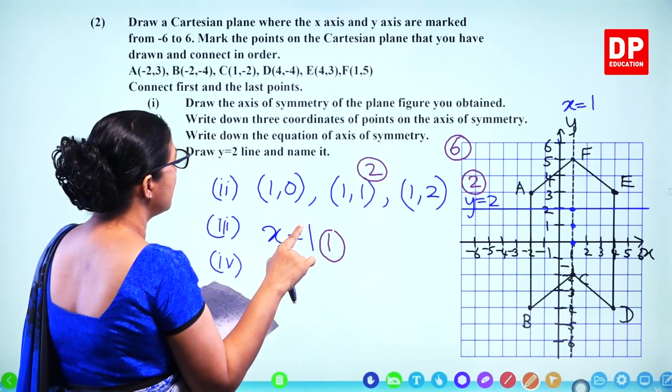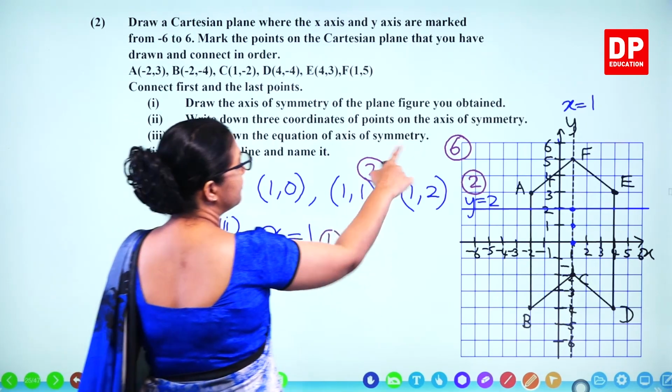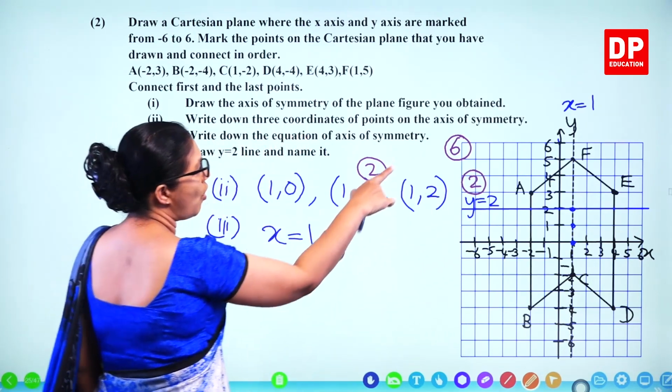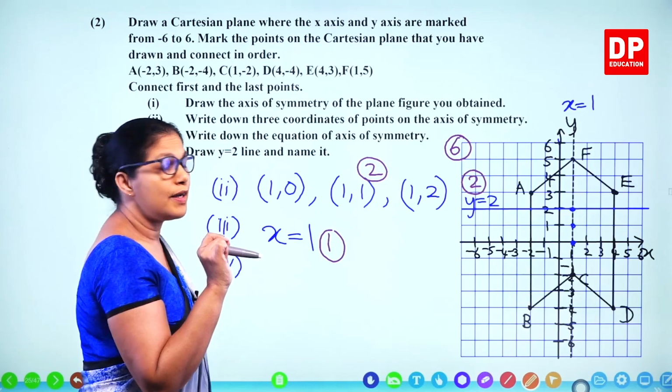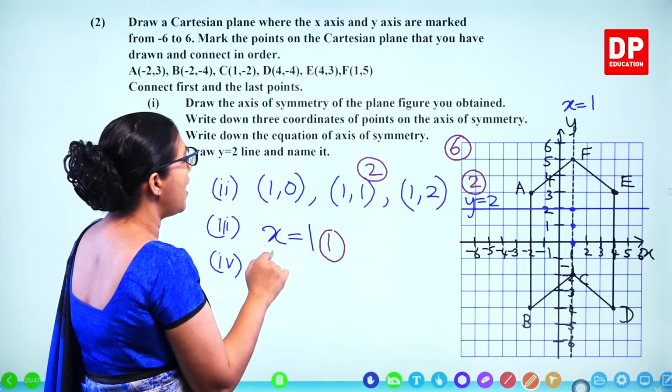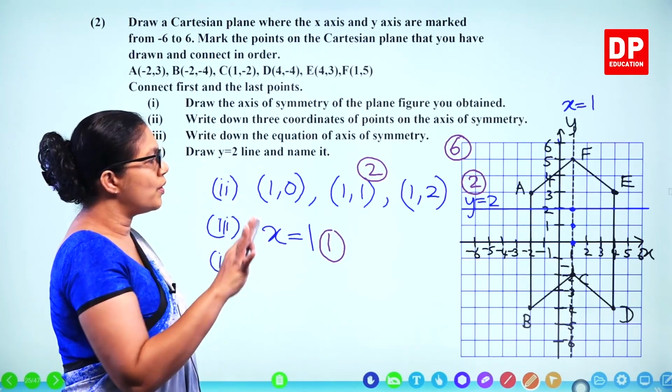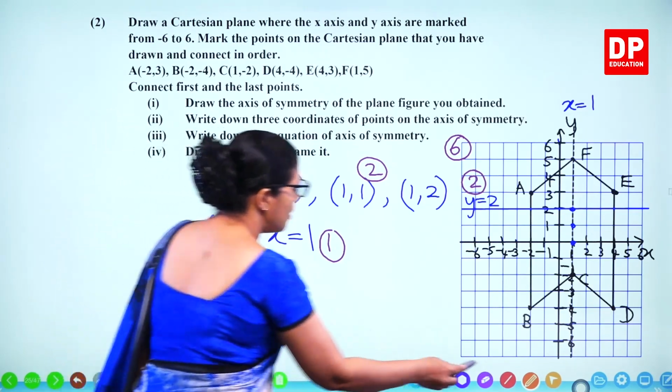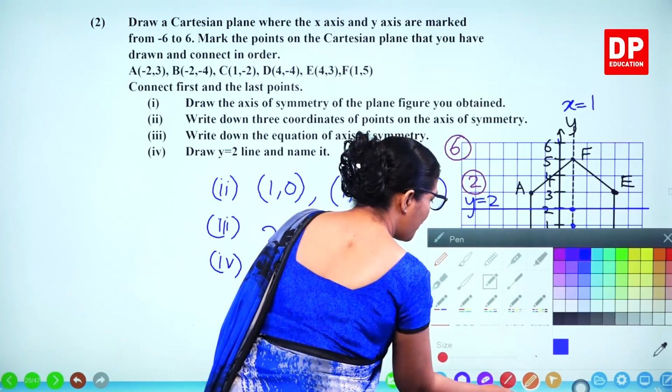And that's all together 11 marks. 6 and 4, 10 and 1, 11 marks for the whole thing. Let's take question number 3.